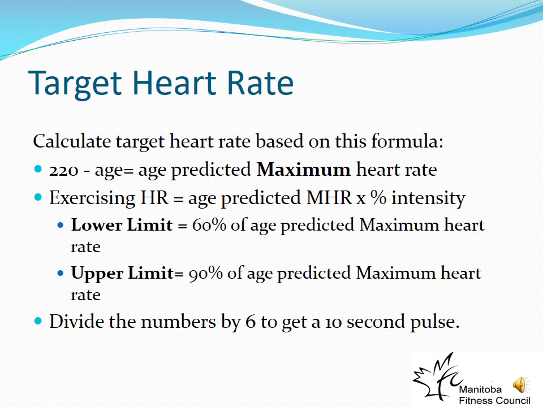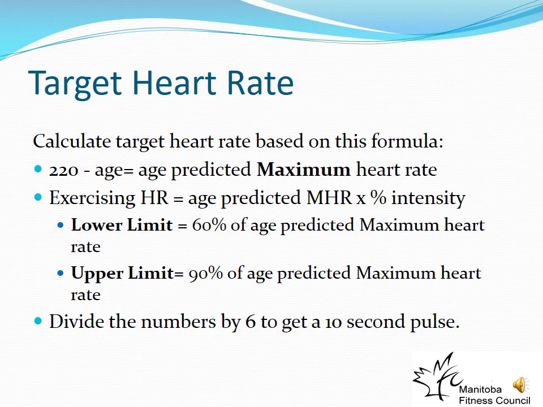So here we have it again. So target heart rate, you do 220 minus your age equals your age predicted maximal heart rate. Remember, this is not the level at which we exercise. We then take that age predicted maximal heart rate and we figure out what percentage of intensity we want them working at. So a lower limit is often 60%. An upper limit can be upwards of 90%.